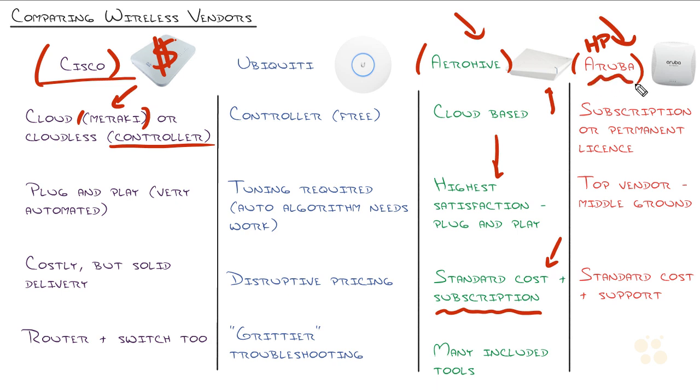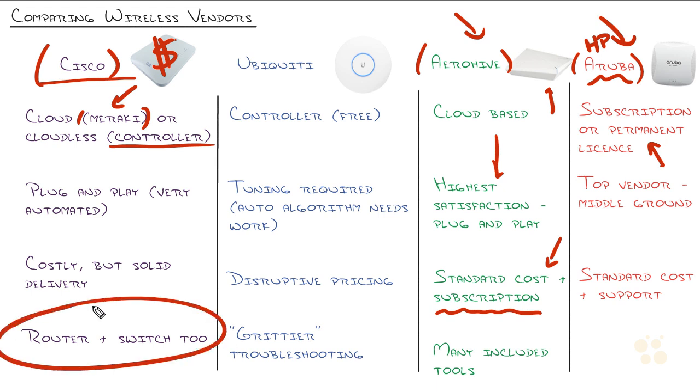Aruba gives you a middle ground where you can choose to pay on a subscription basis, or you can buy a permanent license that you own and that will continue to be able to be managed into the future. Meraki is trying to find its niche by also offering cloud-based routers and switches as well, where you can plug in literally routers and switches that report to the internet and are configured from there on a subscription basis. It's kind of like network as a service.